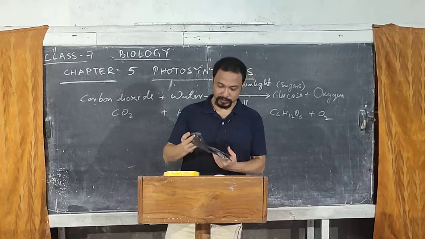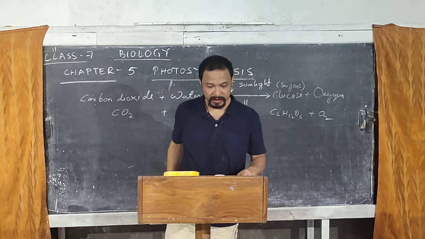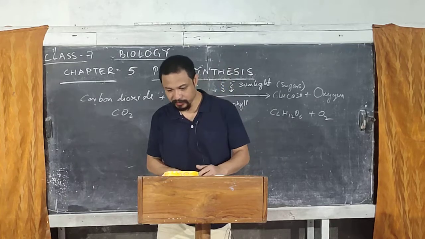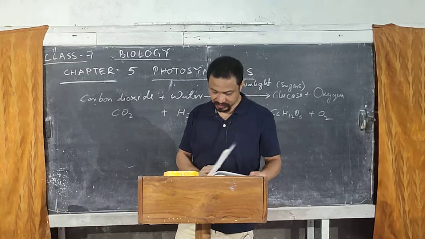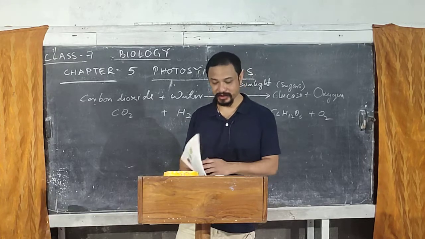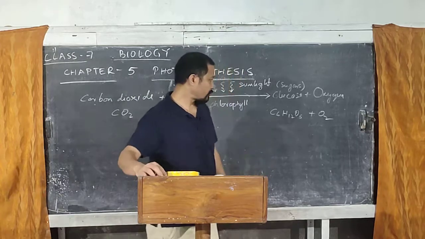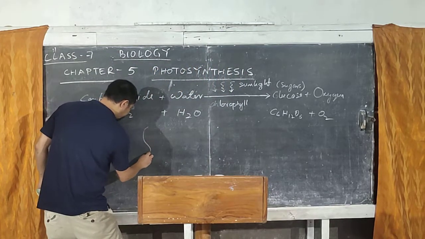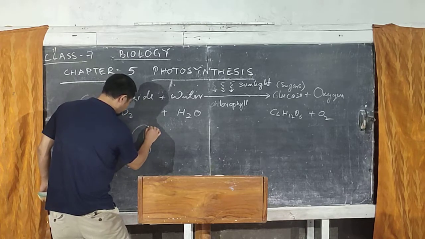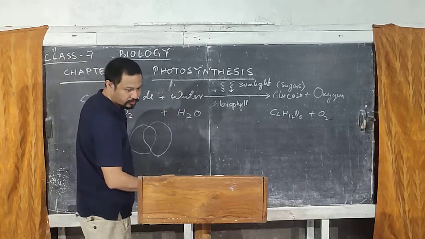Now, structure of stomata, children, I have already covered this in the previous chapter. It is under the topic respiration through leaves. I have given it in the notes. Just go through it. Basically, stomata consists of two guard cells. Okay, they are bean-shaped structures.